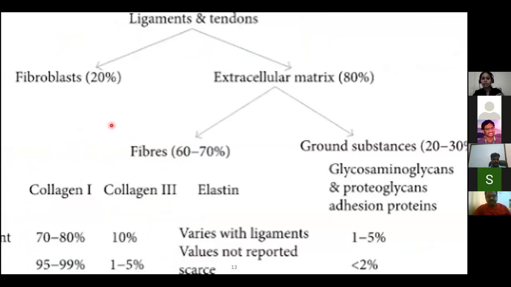This is taken from the biomechanics book that we read in our third year, Nordin and Frankel. Ligaments and tendons have 20% fibroblasts. Extracellular matrix is 80%. Inside the extracellular matrix, there are fibers and ground substance. Fibers are 60 to 70%, ground substance 20 to 30%. There is water also in the ground substance. There are glycosaminoglycans, proteoglycans and adhesion proteins. Among the fibers, we have collagen. In ligament, we have 70 to 80% collagen type 1 and type 3 at 10%. And elastin varies from ligament to ligament.